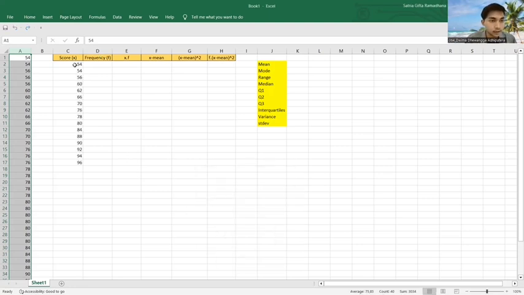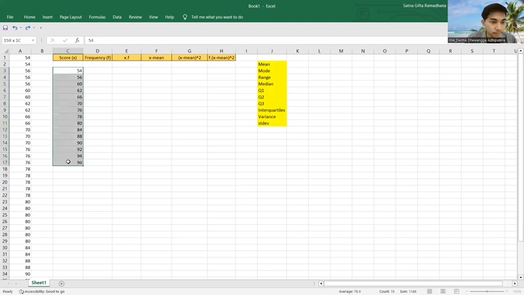Now we already have data moved into the score table, and then we have to delete this number because it is duplicate. Just delete this and then block and cut and paste right here. Now we already have the score. Now we have to find frequency.